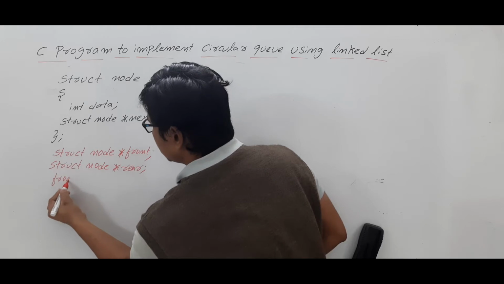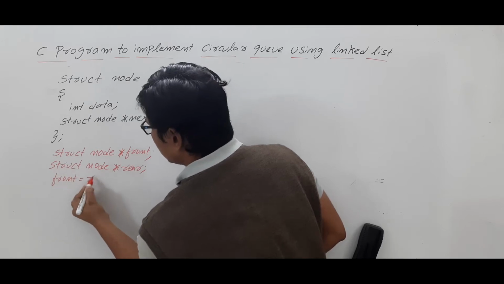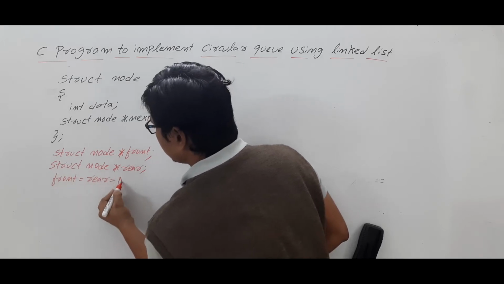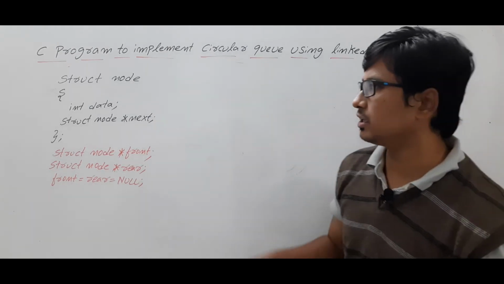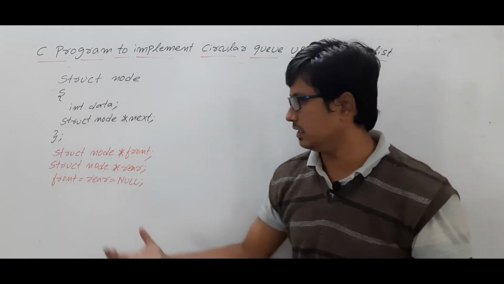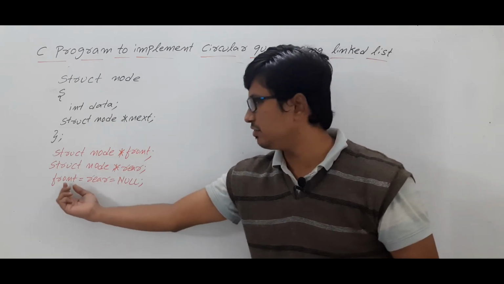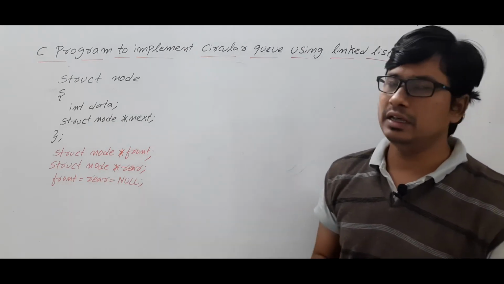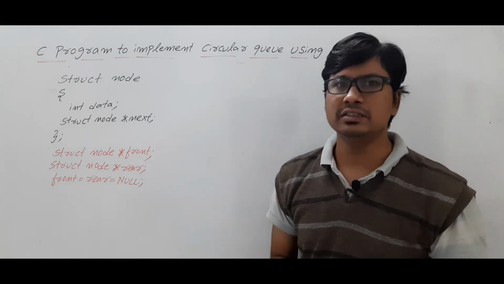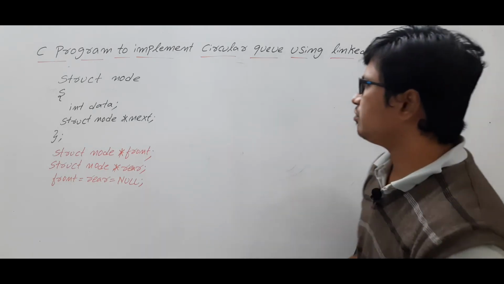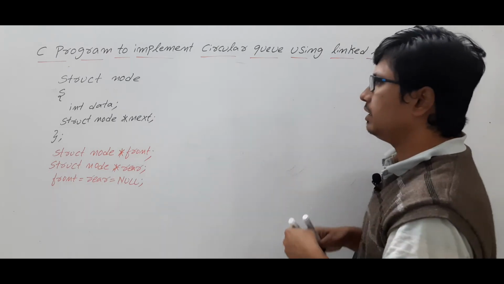Initially, I need to initialize them to null. If front and rear are equal to null, then you can say that the circular queue is empty. Is it clear? Are you able to understand? Initially, front and rear are equal to null. They are not pointing to any node. If they are not pointing to any node, the circular queue is empty. So now first let me discuss the Enqueue operation.